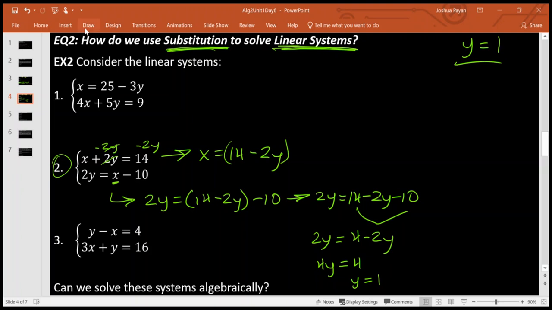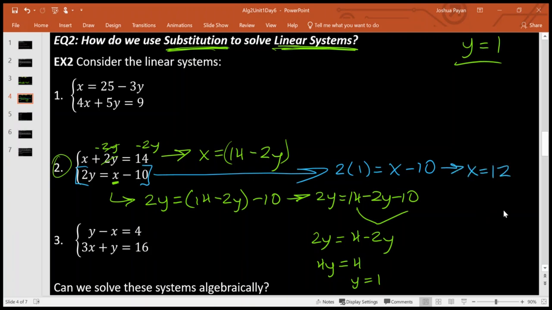So I'm going to write that off to the side over here. Okay, so now that we have that out of the way, now it's as simple as just plugging in like how we did before. So I'm going to plug in y equals 1 to this guy here. So 2 times y should be equal to unknown x minus 10. And we're going to get that x is equal to 12, right? So, okay, I skipped a lot of steps. 2 times 1 is 2. Add 10, right? And that's where we get x is equal to 12.